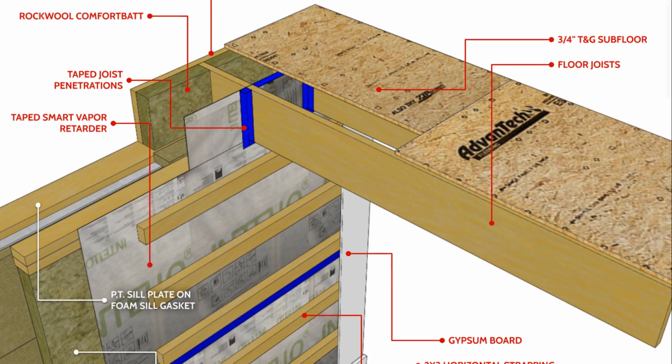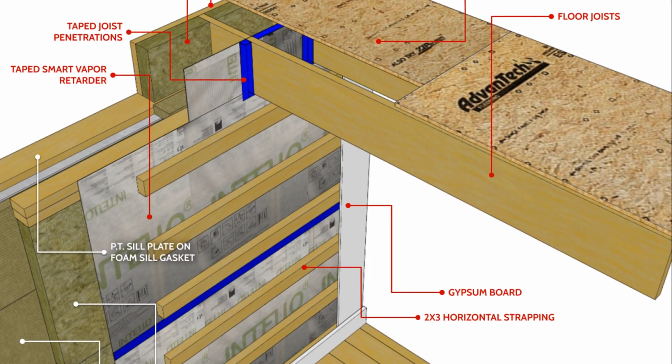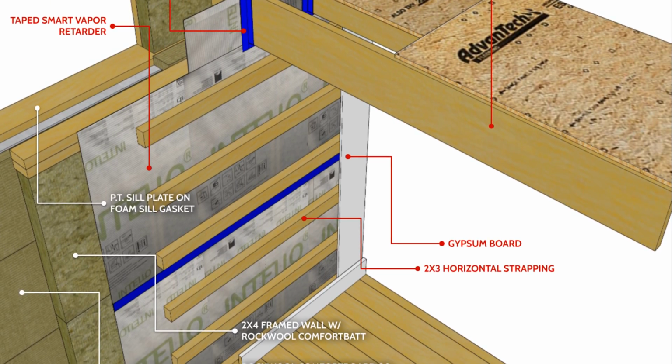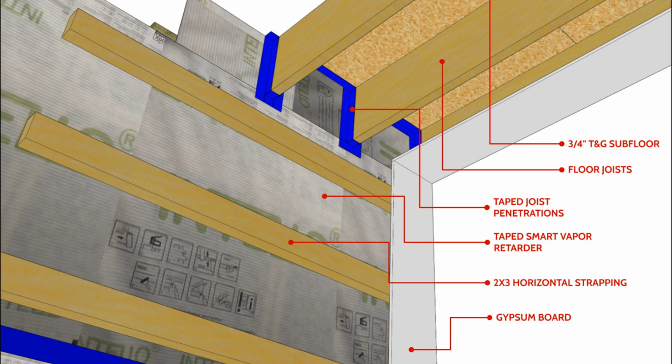So if we were to look at this in a 3D perspective, this is what it looks like. The membrane is cut and stapled to the joists, and then that air sealing tape is installed all the way around and up onto the underside of the subfloor. Now, this strategy is a little bit more labor-intensive since it requires that each joist is meticulously taped to prevent air leakage.